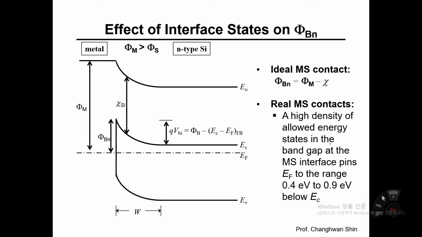In the case of the ideal MS contact, there is no defect, no mismatch between metal atoms and the silicon atoms. We have already assumed in the ideal MS diode that the metal atoms are well aligned, matched, and bonded with the silicon atoms which are sitting on the top surface of the semiconductor. So I'm talking about here.